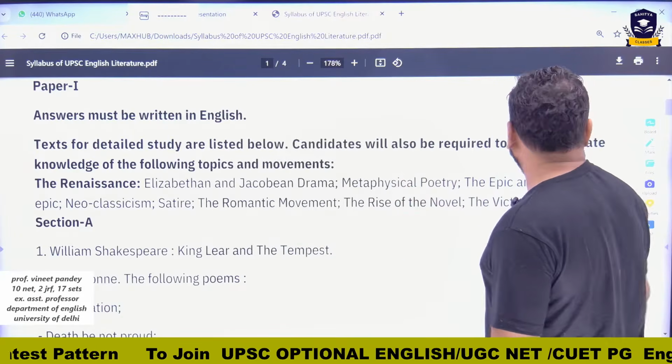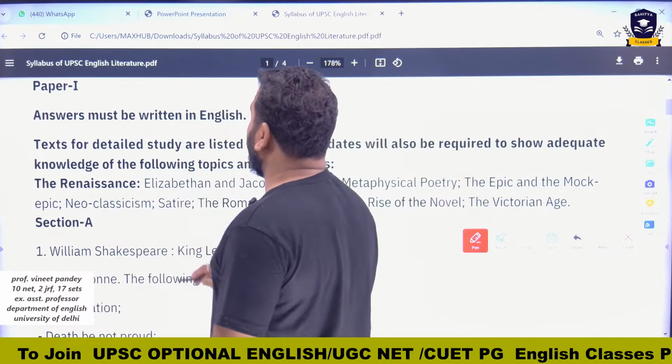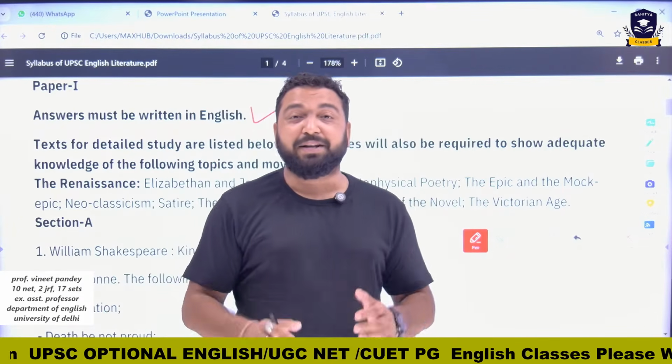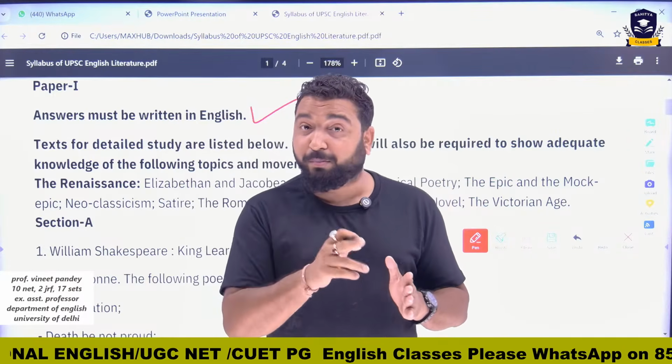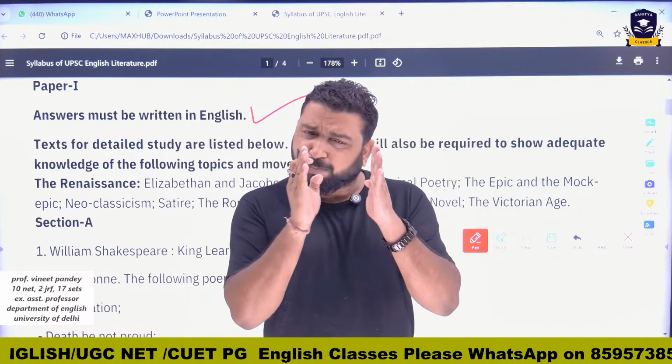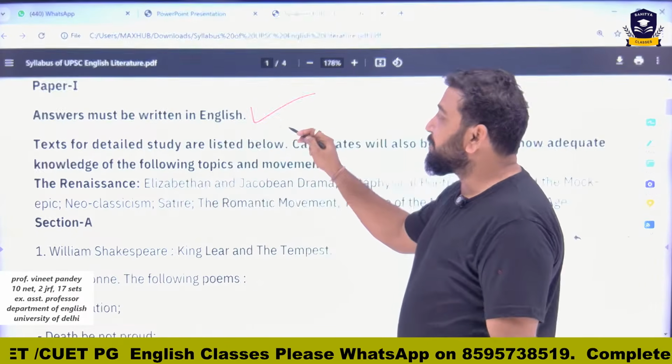The first thing they have mentioned is a very basic thing. They have said answers must be written in English. Yes, it is a descriptive pattern. So you must do proper practice of writing answers and make sure there are no grammatical mistakes. Answers should be in a pattern, aligned, and you must not write by rote learning. So answers must be in English.